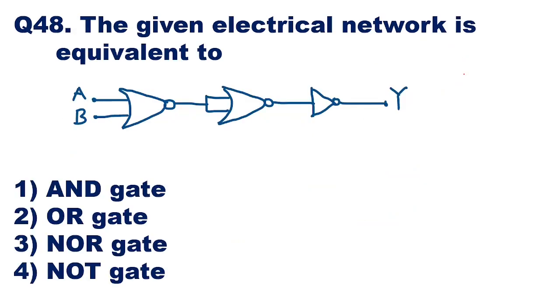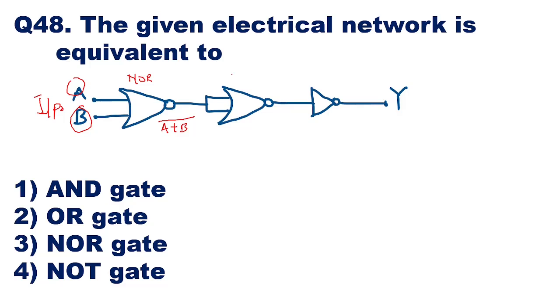Question number 48. The given electrical network is equivalent to what? Now here if you see this electrical network, A and B are the inputs. And here you are having a NOR gate. In case of the NOR gate, the output here will be A plus B the whole bar.